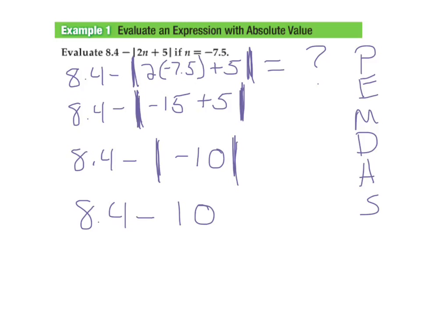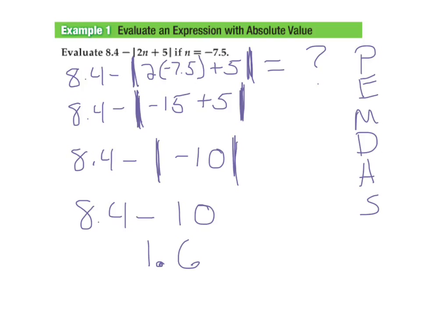Now notice, I did not include the absolute value bars again because I have used them. Their purpose was to take the negative 10 and tell me to use just the value 10, being this number's distance from 0. And now the last step, since there are no more parentheses left, I have evaluated them, is to subtract 8.4 minus 10, and I get a final value of 1.6. So I have evaluated this equation by plugging in negative 7.5 for n, and I came up with a value of 1.6.